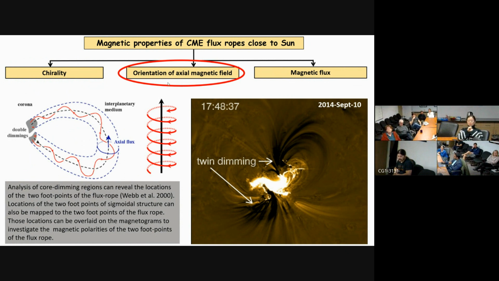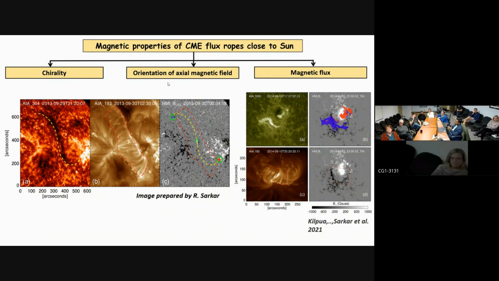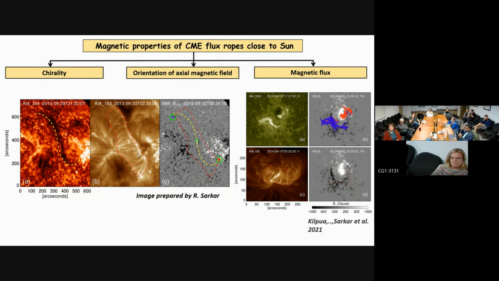So it is very difficult to directly estimate the magnetic flux because we don't have routine observations of the coronal magnetic field. But instead, we use some proxies. Here are some examples where we use the observations of the structure during the post flare phase. Here is one example. You can see in the AIA 304 image there is a filament channel, and during the post flare phase, we see the formation of the post flare loops.